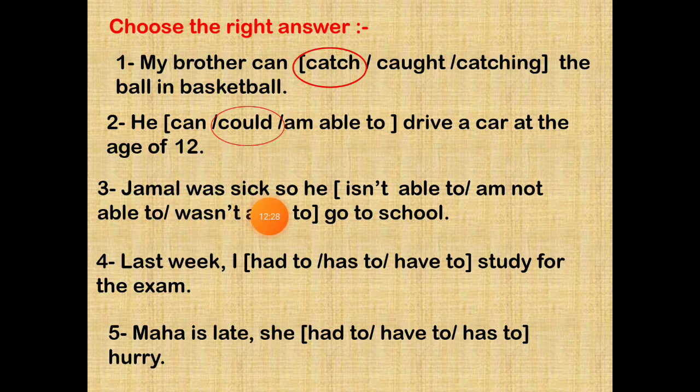Jamal was sick في الماضي in the past, so he isn't able to, am not able to, wasn't able to go to school. Okay, again, we are talking about ability in the past. What's your answer? Bravo. Wasn't able to go to school because he was sick.